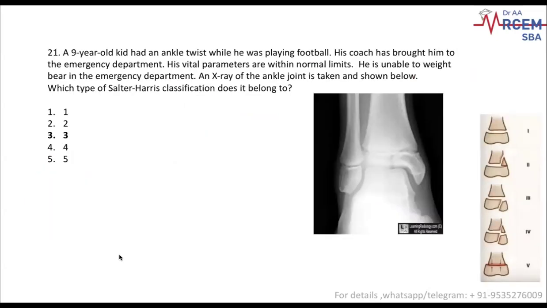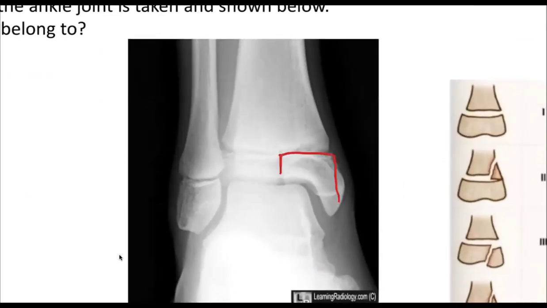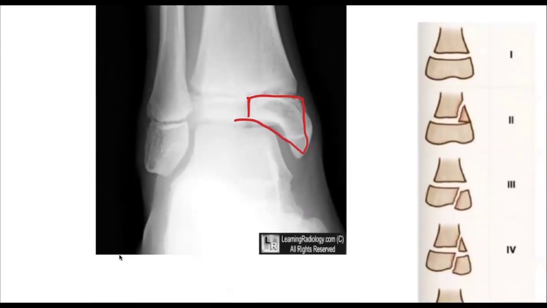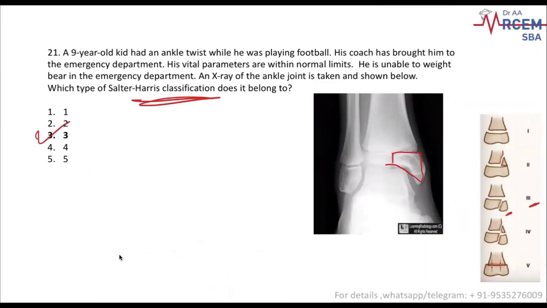They are asking which is the Salter-Harris classification. This is the Salter-Harris classification where only the lower part, that is the epiphyseal end, is involved. The epiphyseal end is involved, so it is Salter-Harris type 3. Three is the right answer.